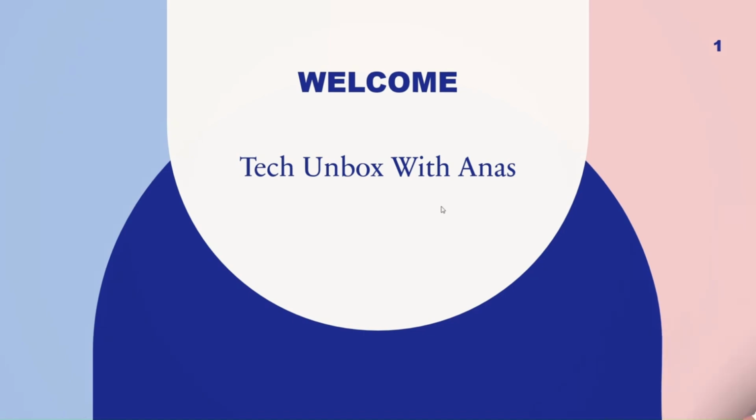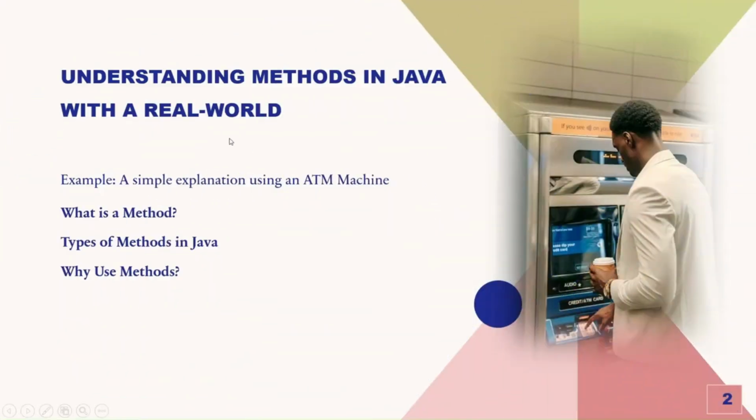So first one is understanding the methods in Java with a real world example. Before we jump to the example of an ATM machine, first we need to understand what methods are in Java, the types of methods in Java, and why we use methods in Java. Let's explore one by one.